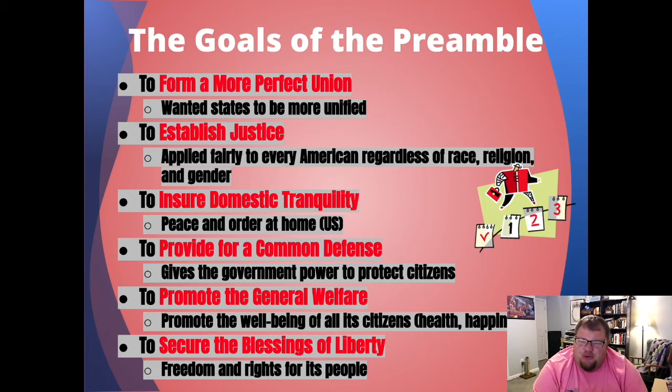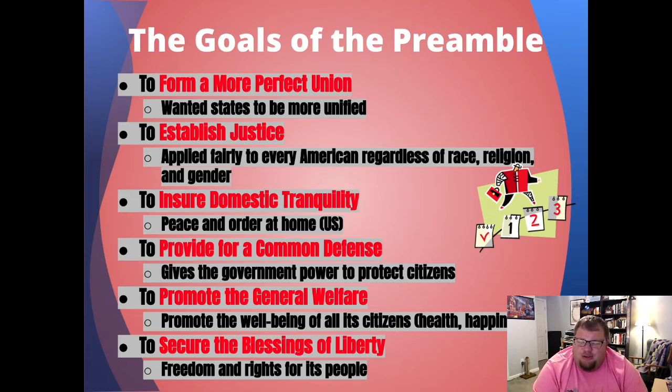The third thing is to ensure domestic tranquility. That means we're going to have peace within our borders, peace at home. Then provide for the common defense. We look at this as protection from government power, or giving the government power to protect citizens all over the United States. The 5th thing is to promote the general welfare, to promote the well-being of all citizens, as health and happiness.